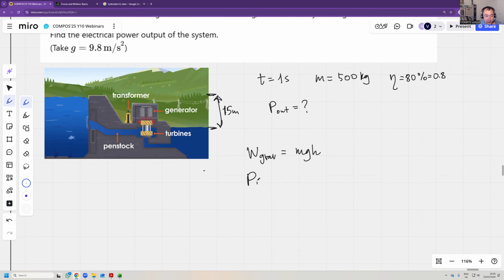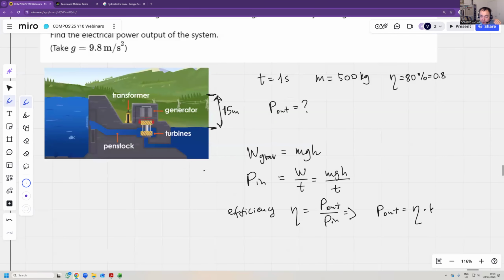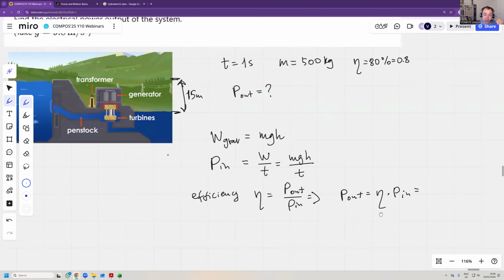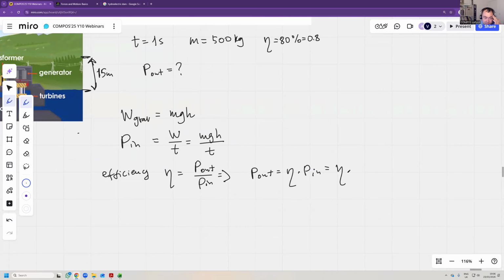And power in, the input power, is the power available from the water. It is the work divided by time, which is mgh divided by time. And we know that the efficiency, eta, is power out divided by power in, which means that power out is efficiency multiplied by power in, which is eta multiplied by mgh over t.